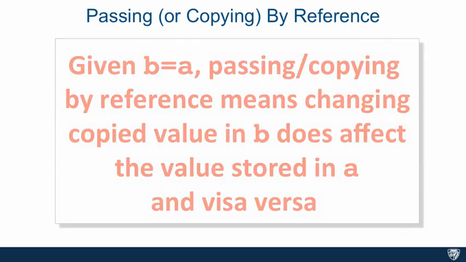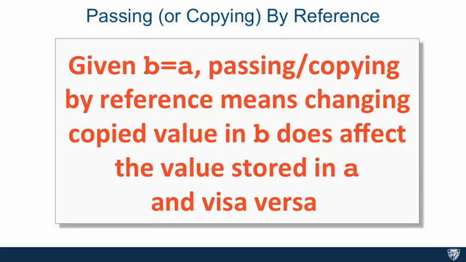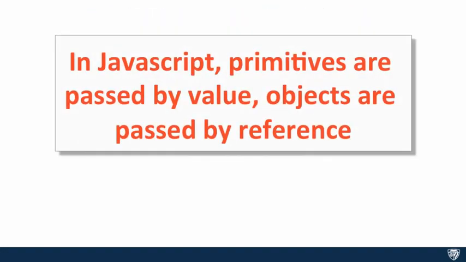On the flip side, passing or copying things by reference means that given b equals a, again we're copying the contents of a into b, and changing the copied value in b does indeed affect the value stored in a and vice versa. So they're kind of pointing to the same location. Now in JavaScript, the way it works is that primitives are passed by value and objects are passed by reference. Or to say it another way, primitives are copied by value and objects are copied by reference.